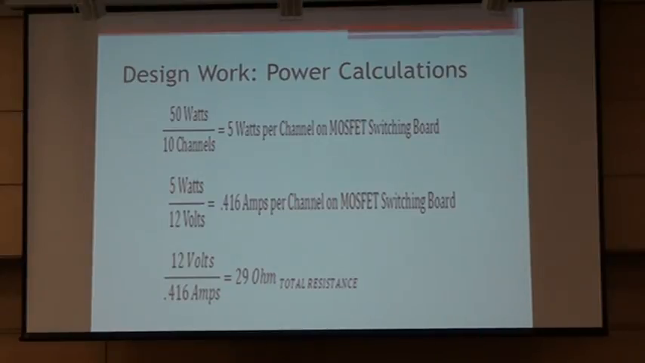Here are some basic calculations. These are necessary for some of the design work that we'll be reviewing in the next few slides. It's a 50 watt system divided by our 10 channels. So we'll have 5 watts per channel on the MOSFET switching board. 5 watts divided by our 12 volt system gives us around 0.4 amps per channel. 12 volts divided by the 0.4 amps equals 29 ohms in total resistance.